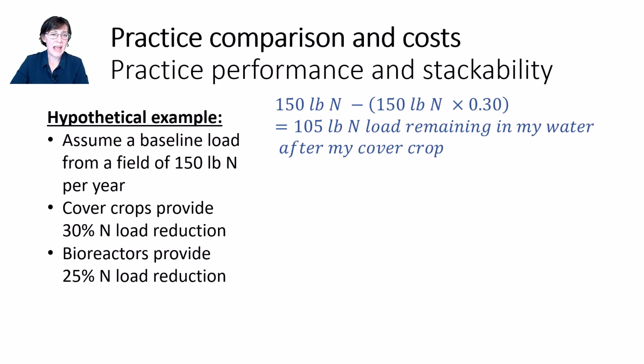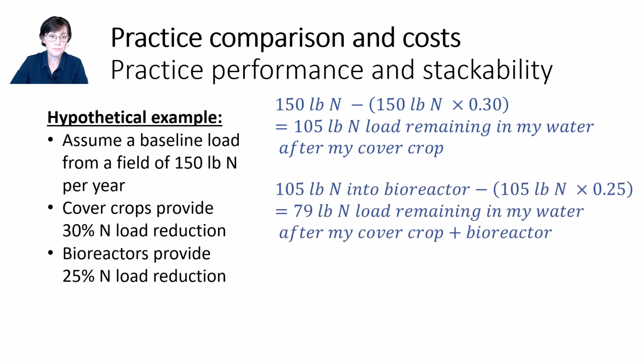So my edge of field load is 150 pounds minus the product of 150 pounds times 0.30, 30% for the cover crop. That equals 105 pounds of nitrogen remaining in my water after I've successfully done my cover crop. And that's what goes into my bioreactor, the 105 pounds. The bioreactor treats this 105 pounds, and I follow the same procedure.